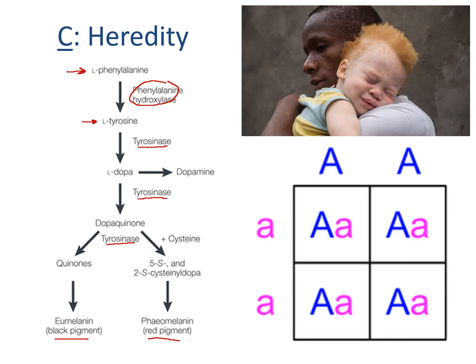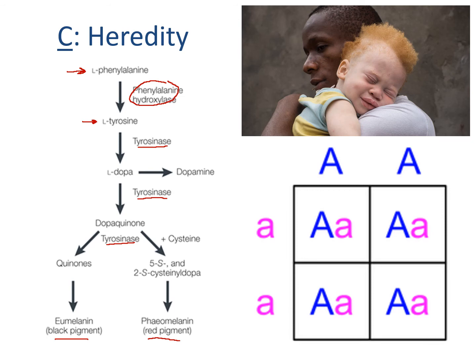Now let's imagine that you have received two functional forms of the gene that codes for tyrosinase. Then you're going to be able to complete this pathway, and you're going to be able to produce pigments. Let's say you have only one functional copy. So you've got one mutated copy from one of your parents. It doesn't work, and you've got a fully functional form of the gene from another parent. That means in every one of your cells, you're going to have one functional form of the gene that codes for the enzyme, and that's plenty.